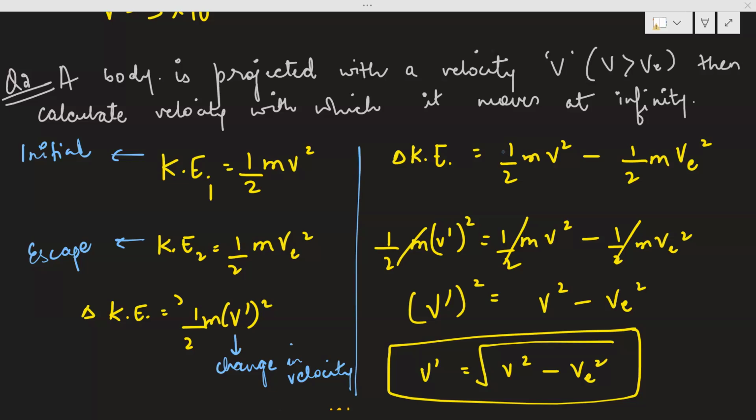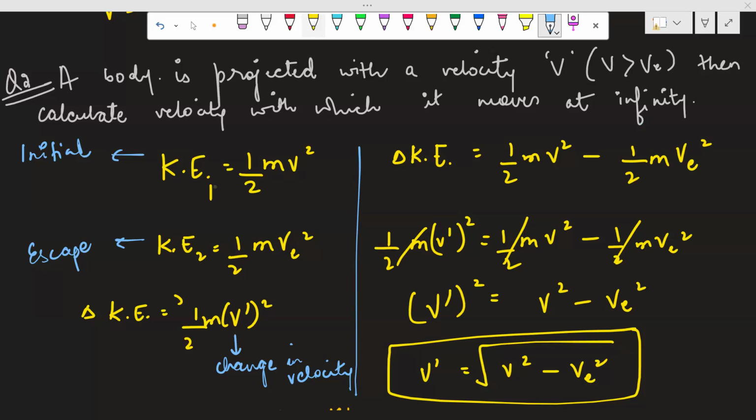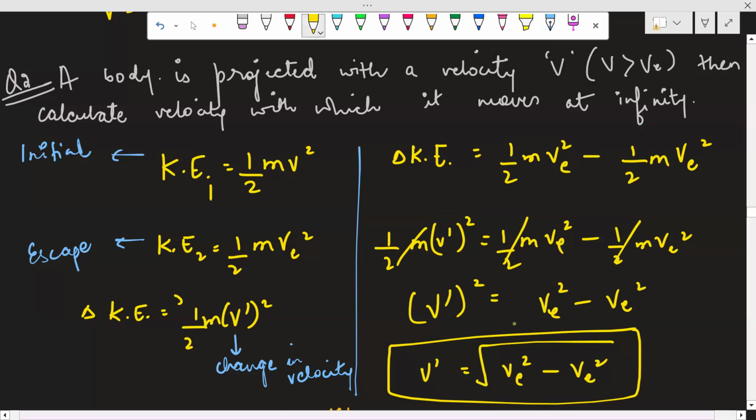Ma'am, this change in kinetic energy, why did you write kinetic 1 minus kinetic 2? Because it's final minus initial, right? Yes. Wait. This will be v_e square. Correct, Hafsa. Final minus initial. Change we are calculating, this minus this. So v_e will come here, and this will be the v. Right, Hafsa. Okay. Thank you.